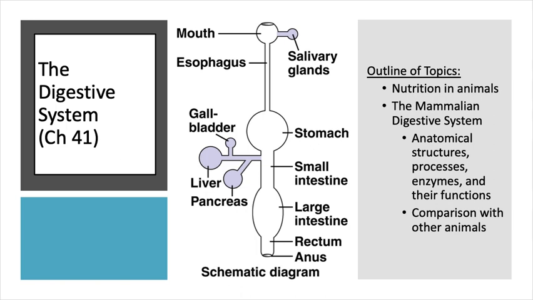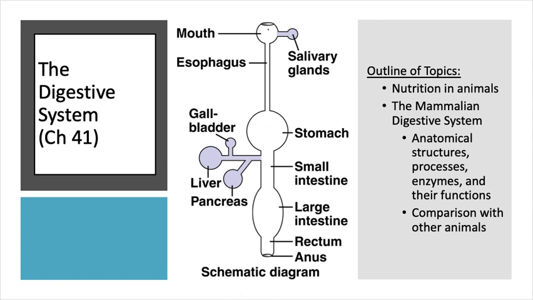Hi everyone! Today we are going to be talking about the digestive system, which is chapter 41 in your book. We are going to take a little bit of a different approach than what your book lays out. We will start by discussing nutrition, and we're going to review a lot of stuff that we've learned, especially in Unit 1. And as we go through the digestive system, we've got a picture of a two-dimensional version of the gastrointestinal tract of a human right here.